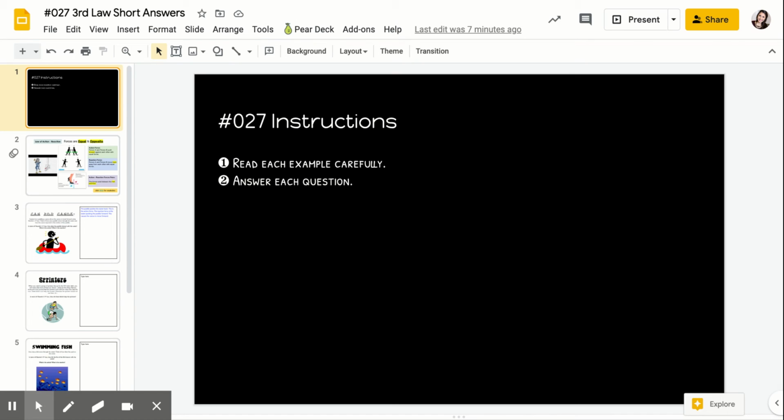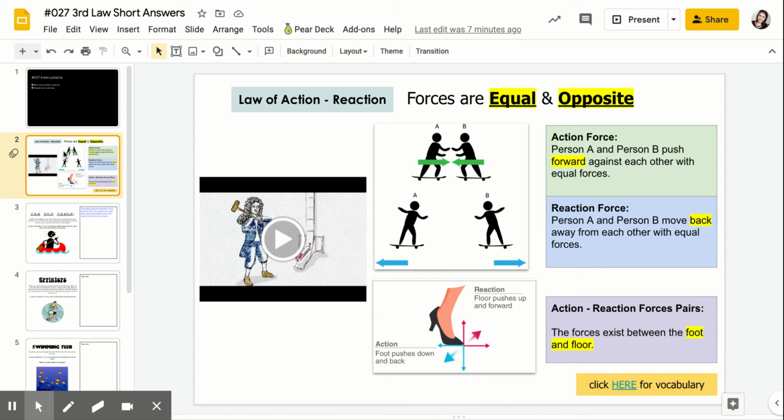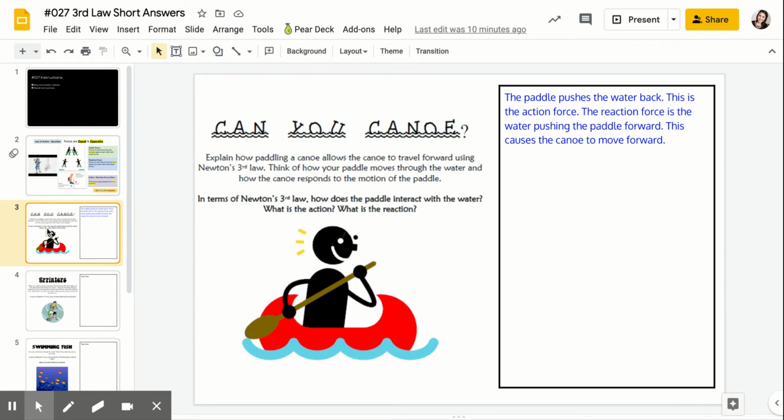In this assignment, you're going to read each example carefully and then answer each question. Slide 2, you have notes to reference back. You have a video you can watch, notes to read, and vocabulary. So let's look at slide number 3.